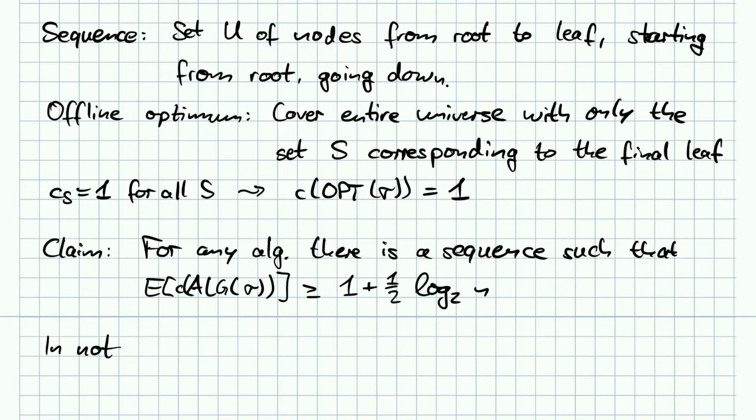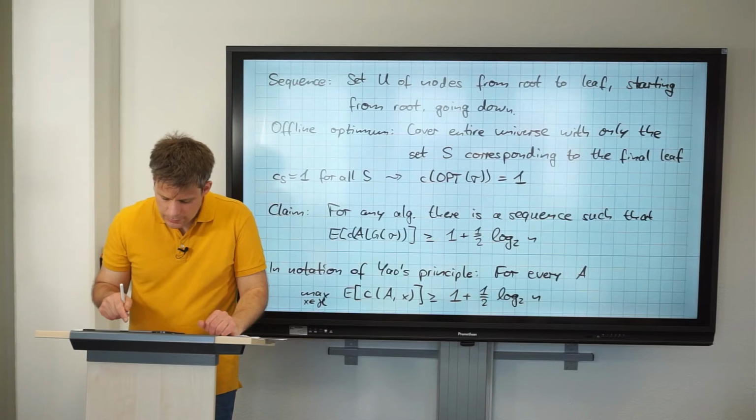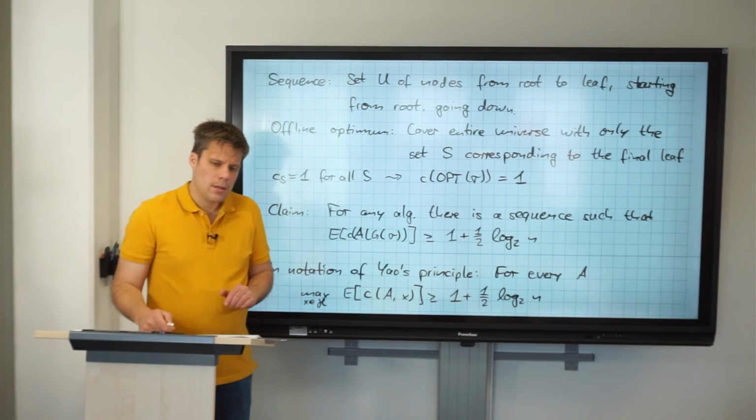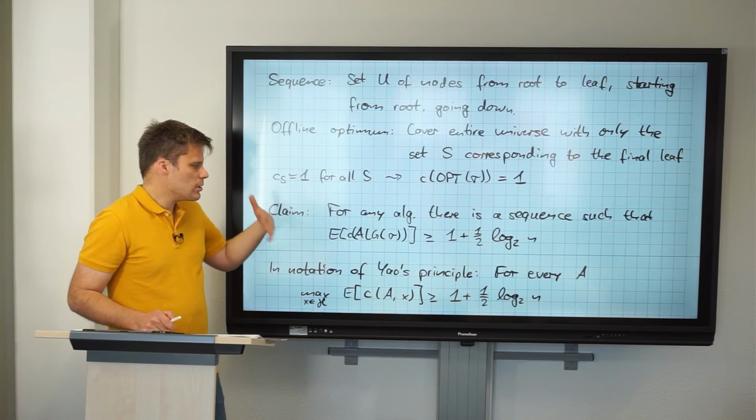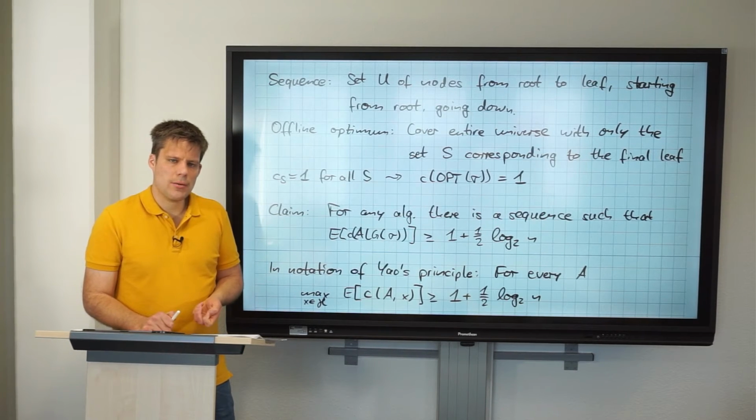In the notation of Yao's principle, we claim that for every capital A, the maximum of the expected cost of capital A and small x is at least 1 plus a half times log to the base of 2 of n. Good. So the offline optimum is always 1 in this case, so all we want to show is that for every algorithm there is a bad instance of this kind on which the algorithm will perform poorly.